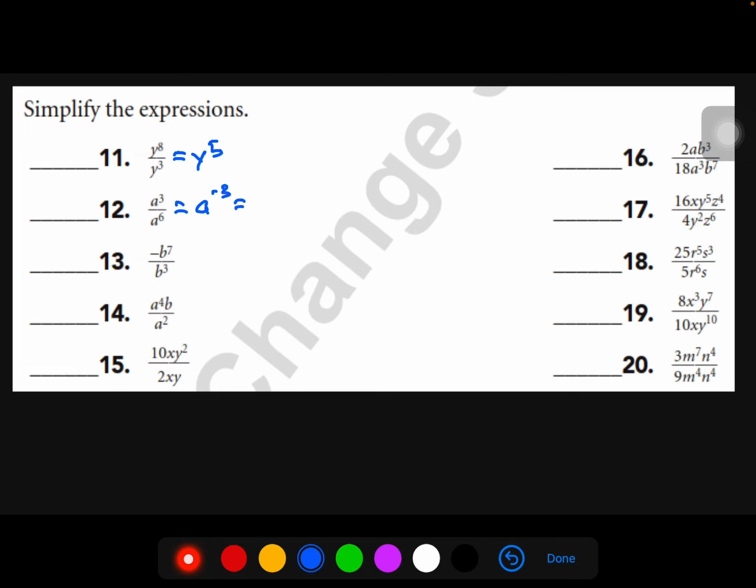Or if we have a negative exponent on top, put it on the bottom. If we have a negative exponent on the bottom, we'll put it on the top. This negative sign is in front of the b, and so this is still going to remain b. This is like negative 1 times b to the 7th divided by b cubed, so b to the 7 minus 3, or b to the 4th. So negative b to the 4th.